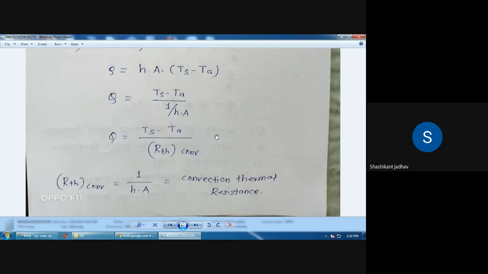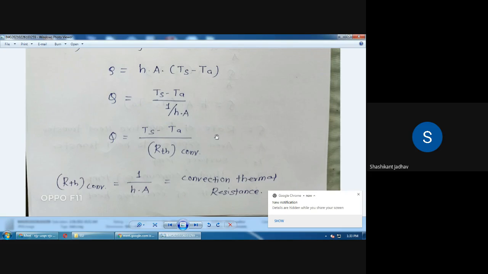So these are two different equations. The first equation we use for conduction, and Q is equal to H into A into Ts minus Ta we use for convection. The thermal resistance for conduction is dx by k, and by using that we find the thermal resistance for conduction. For convection, 1 upon HA is the thermal resistance, and by using that we find the value of thermal resistance for convection.